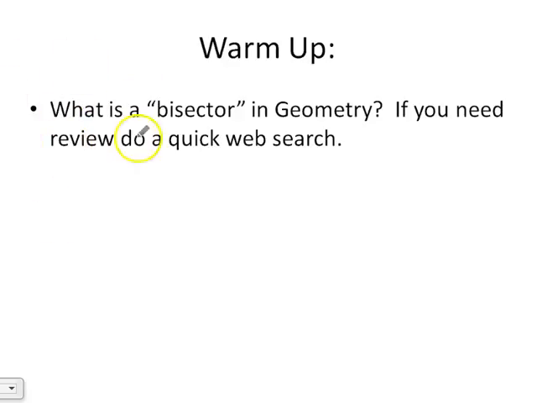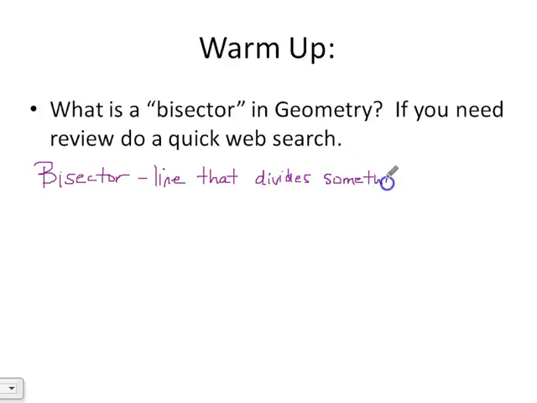So what did you find out if you did a web search, or what did you write if you already knew what bisector means? Bisector, when we're talking about geometry, means that it is a line that divides something into two equal parts. Well, what is the something that we're talking about? What could the something be?